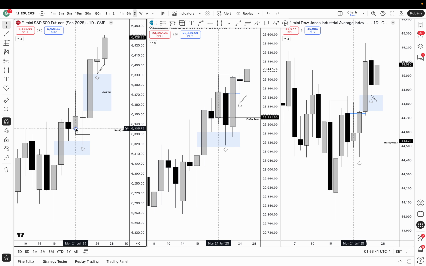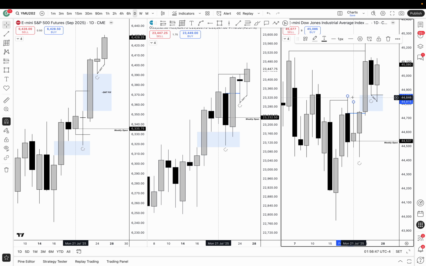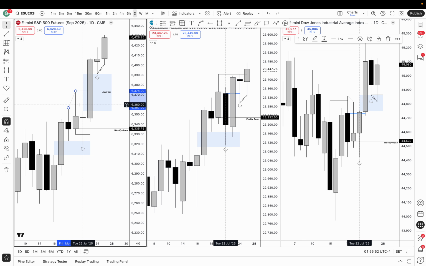So you see that Monday expands higher first, which creates an SMT with Friday's high, as you see. So this would tell us that now we're going to retrace back in the range, right? So price just moves from SMT to SMT, right? So boom, you have this SMT here.